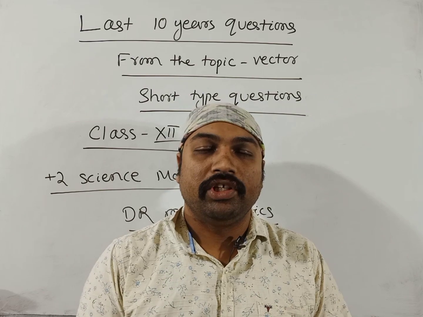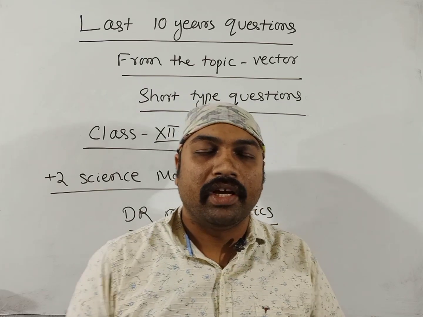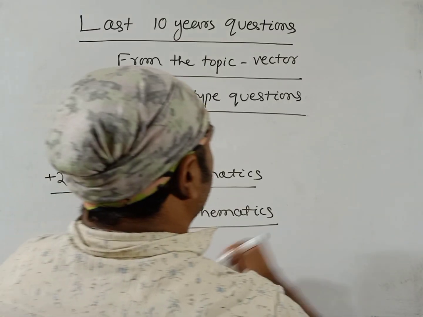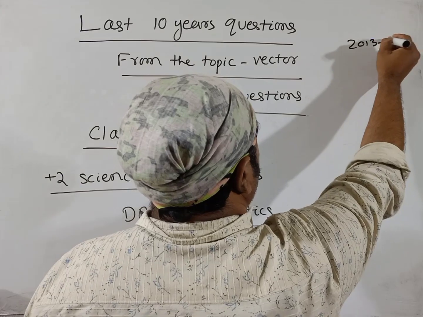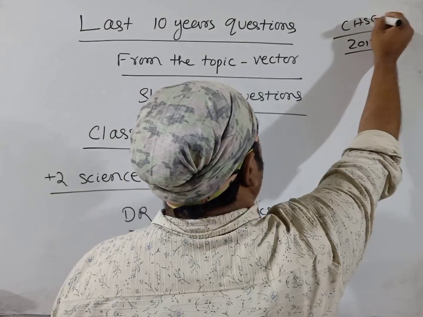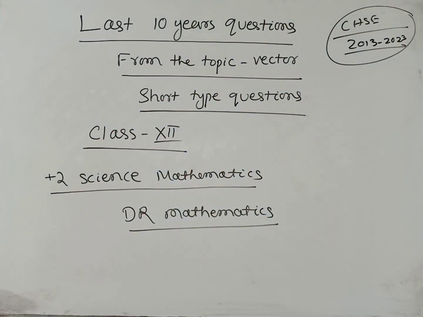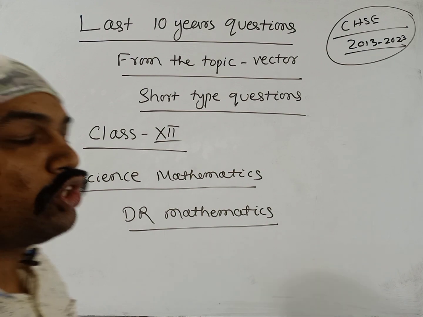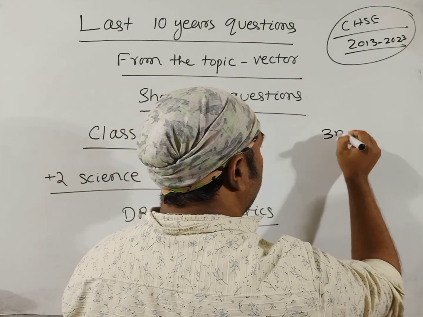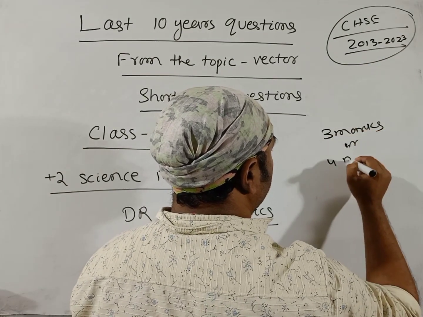In this particular video session, we are going to discuss the short type questions from the topic vector of your last 10 years CHSE annual exam. That means from the year 2013 to the year 2023 CHSE annual exam. And here we are going to discuss the short type questions, that means the questions carrying 3 marks or 4 marks.